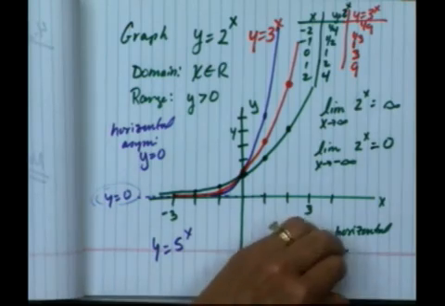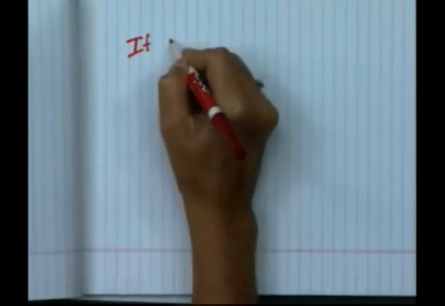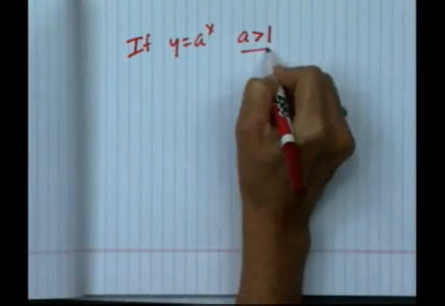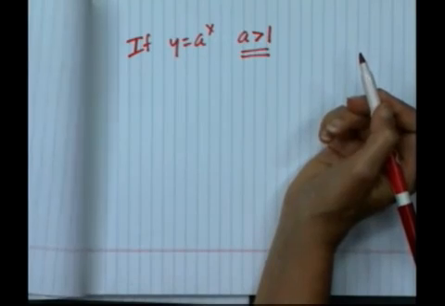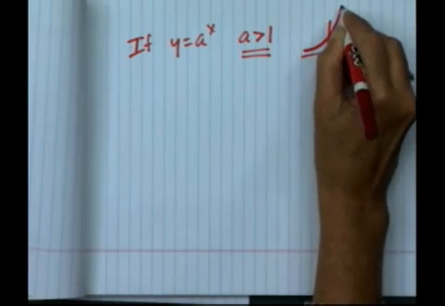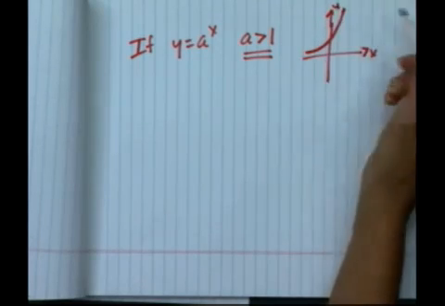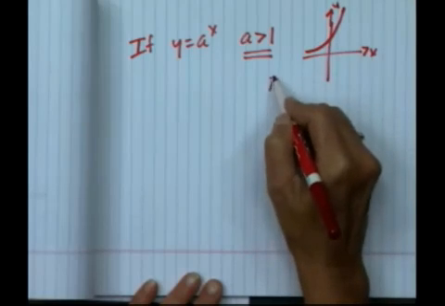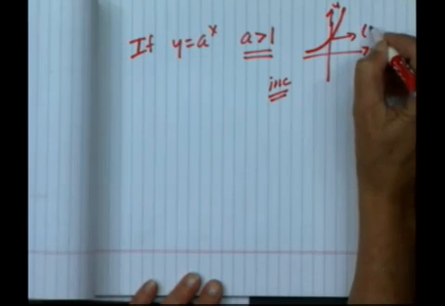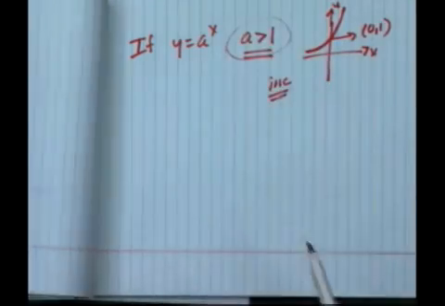All right, so the basic rule is this. If we have y equals a raised to the x, and a is a number strictly bigger than 1, your graph is going to always look something like this, just to give you a visual. It's going to always be increasing. It's going to always go through what point here? 0, 1.